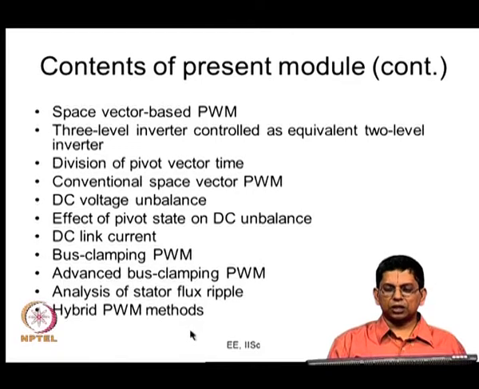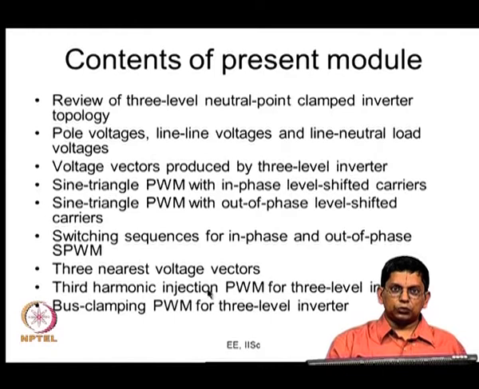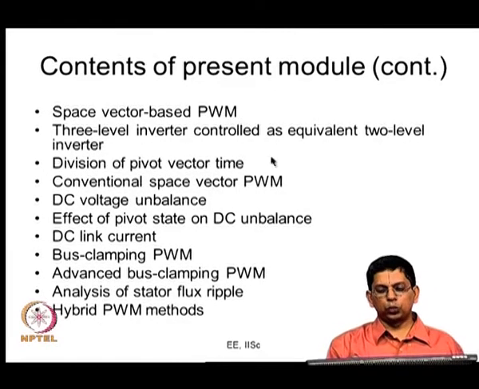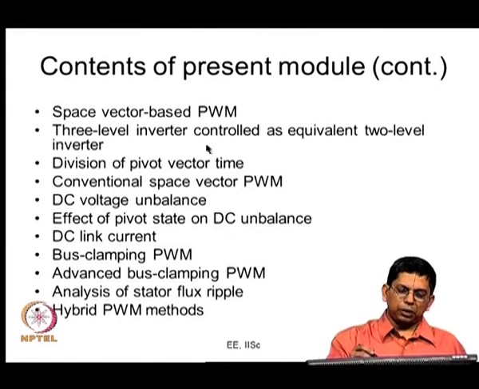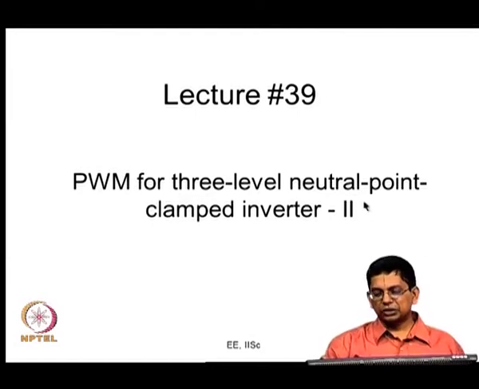So, this would be the content of this module, and as I mentioned, today the focus would be on the switching sequences and the third harmonic injection, bus clamping, etc., up to how you could possibly control a 3 level inverter as an equivalent 2 level inverter, and the remaining portions would be more or less dealt with in the next lecture. So, this is the second lecture in this module. This is lecture 38 of the 40 lecture series, the second lecture in the 13th module, which we call PWM for 3 level neutral point clamped inverter 2.